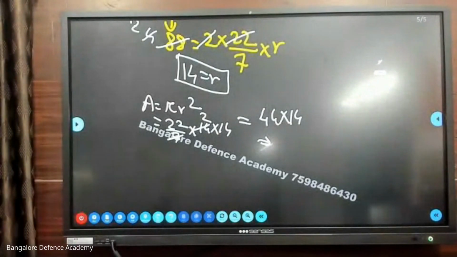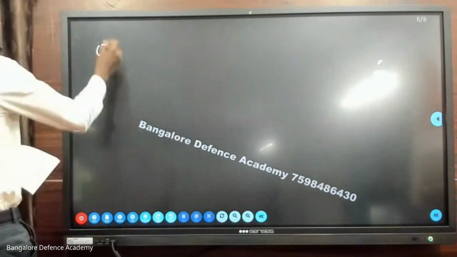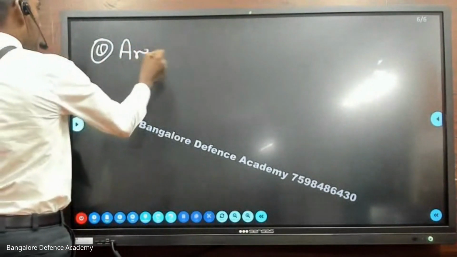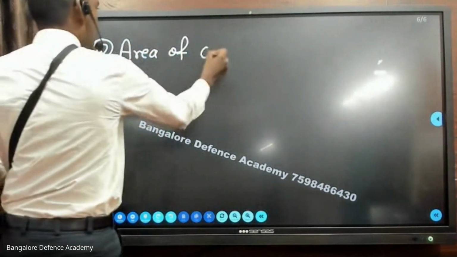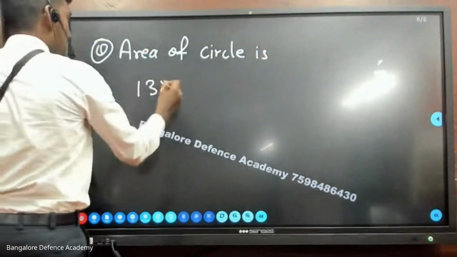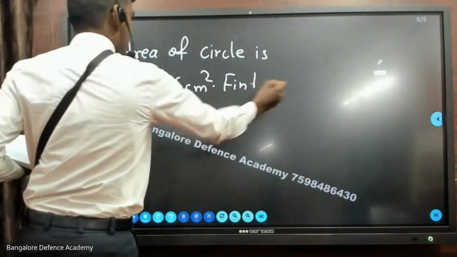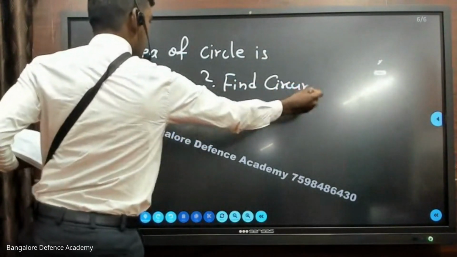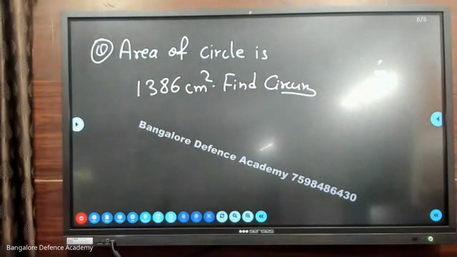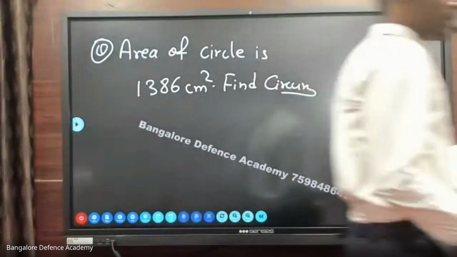Next question. The area of the circle is 1386 centimeters square. Find its circumference. Jaldi jaldi go. Easy question hai sab. Quick.